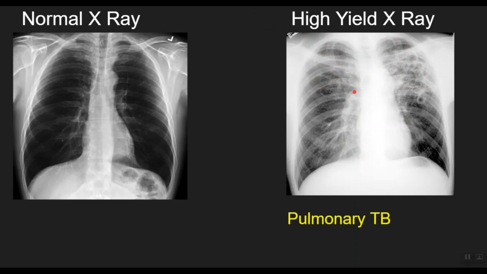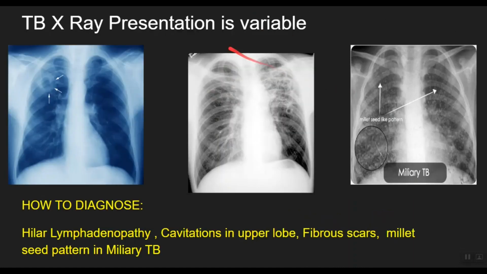The presentation of pulmonary TB on X-ray is variable, but the most important sign for TB on X-ray is bilateral hilar lymphadenopathy, seen in all these 3 X-rays. Look here, here, and here. Another important clue for TB is the presence of cavitation in the upper lobe of lungs, as you can see here. TB can also lead to presence of fibrous scars seen here.